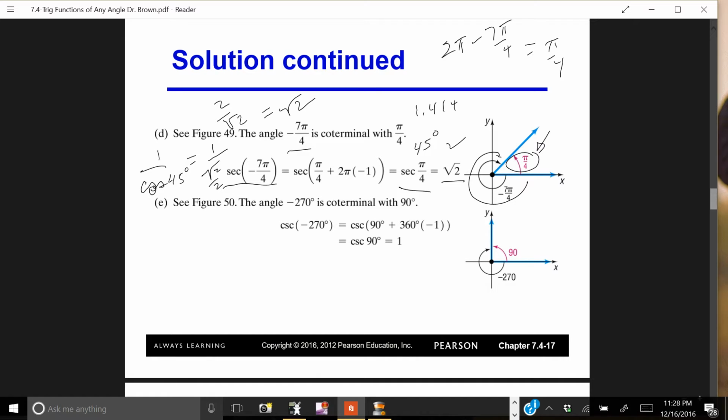Then for minus 270 degrees, that is this angle, and it is coterminal with 90 degrees. So cosecant of minus 270 degrees is equal to cosecant of 90 degrees, which is 1 over sine of 90 degrees. And you remember sine of 90 degrees is 1, so cosecant of 90 degrees is 1.